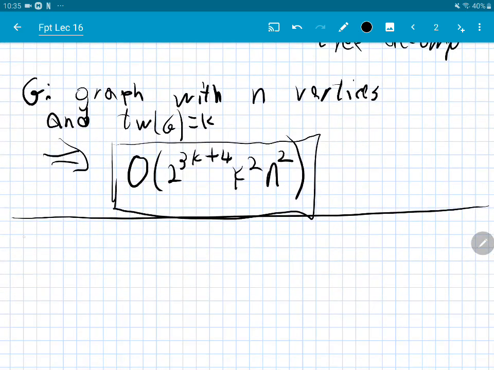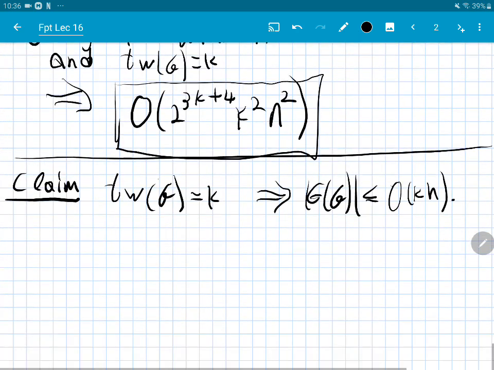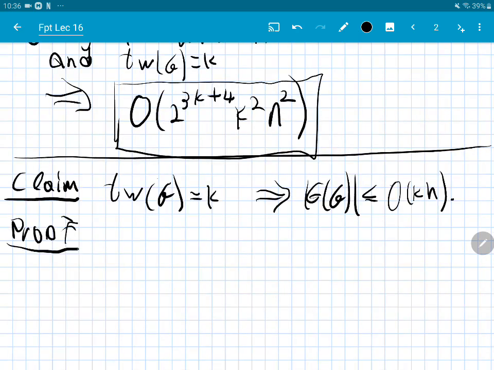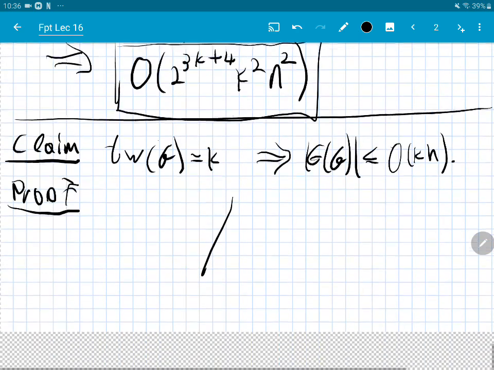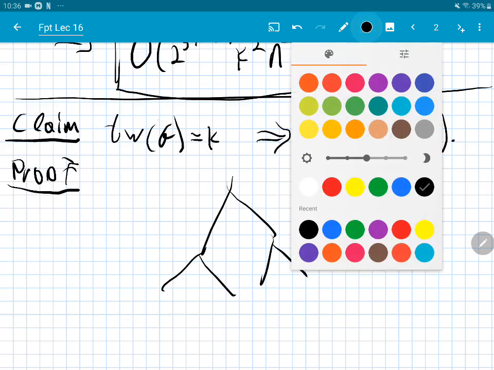The only thing I didn't tell you, which we need to prove, is the claim that if the treewidth of G is K, then the number of edges of the graph is small. The number of edges of G is at most Kn. The proof is not hard. You need to think about it for a bit. The book leaves it as an exercise, but let me just tell you the proof. Just look at the tree decomposition, and root this tree decomposition. We can always do that.